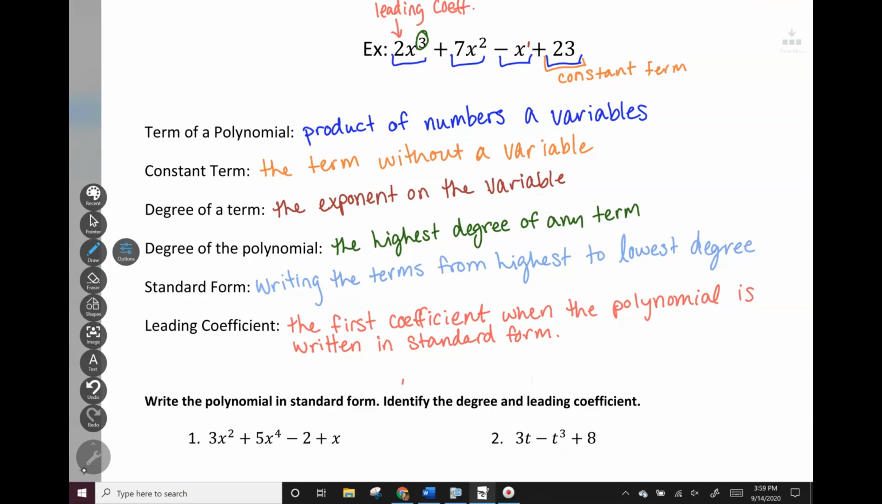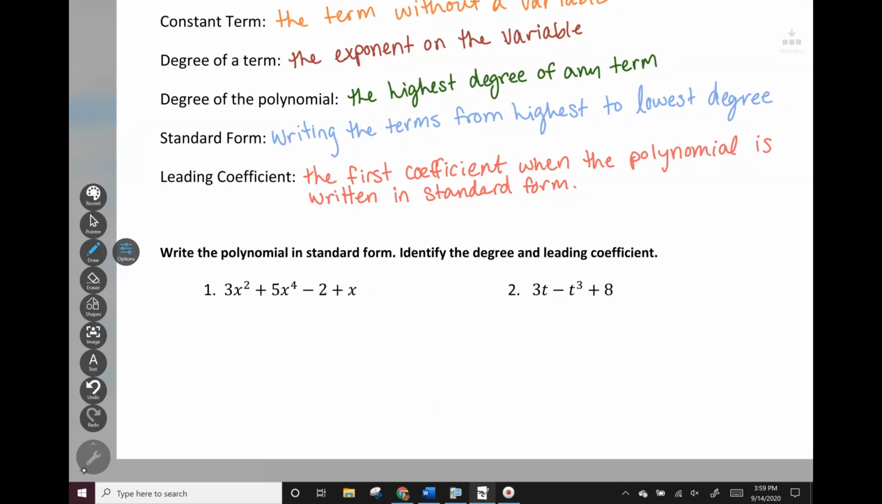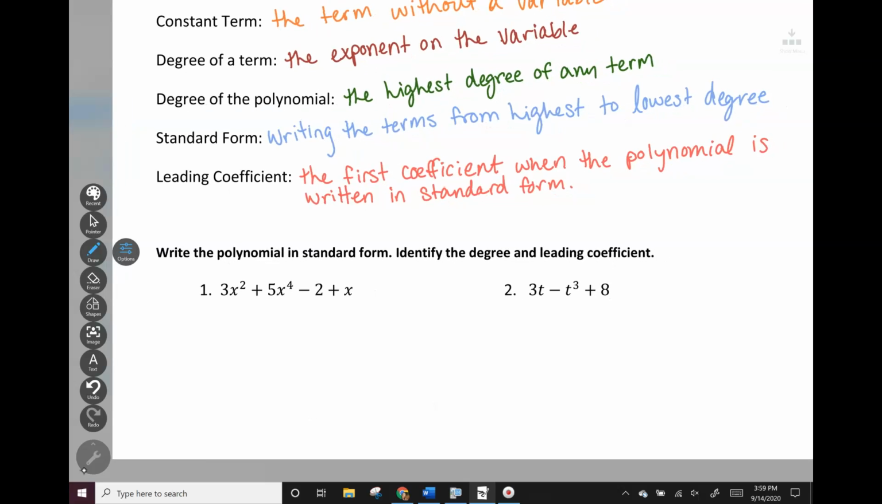All right. So let's look at some examples. We want to write the polynomial in standard form and then identify the degree and the leading coefficient. So on number 1, writing this in standard form, I want to put this term that has x to the 4th first, because that's the highest degree that I see. It's the highest power. Then I'll go to 3x squared, so plus 3x squared. Then over to my x, and then I'll have minus 2 at the end. That constant term will always go last.